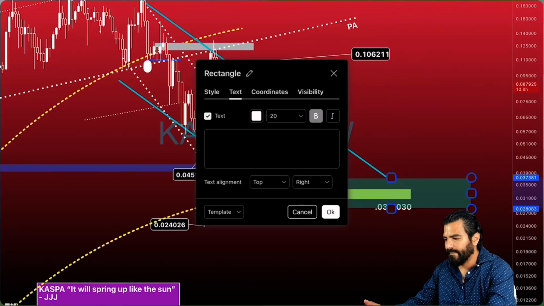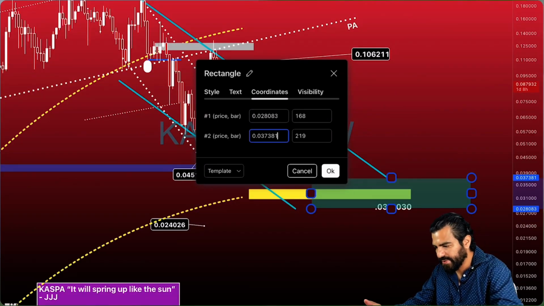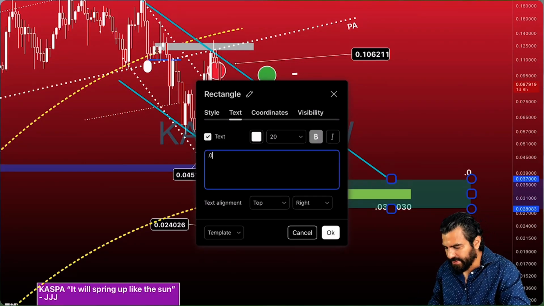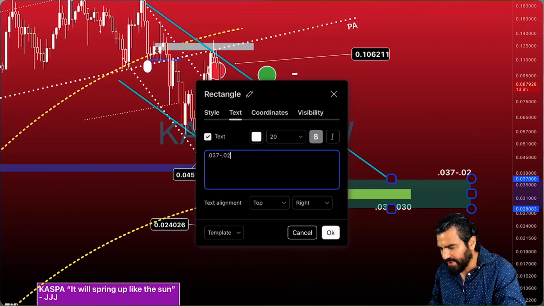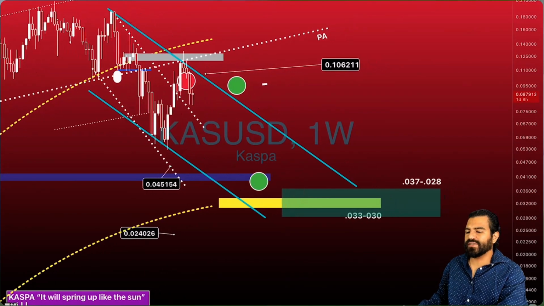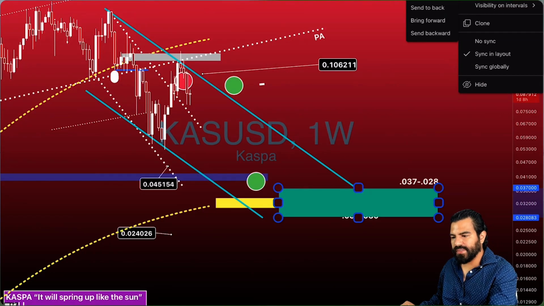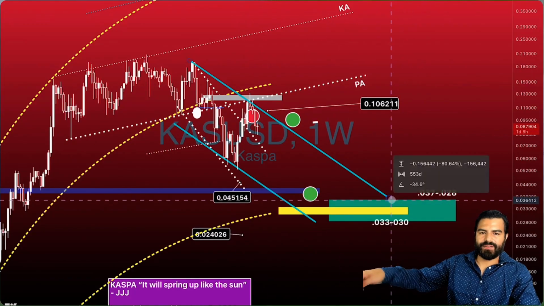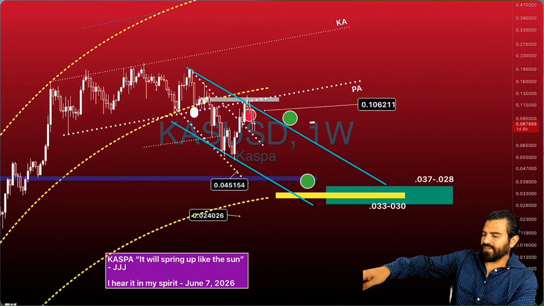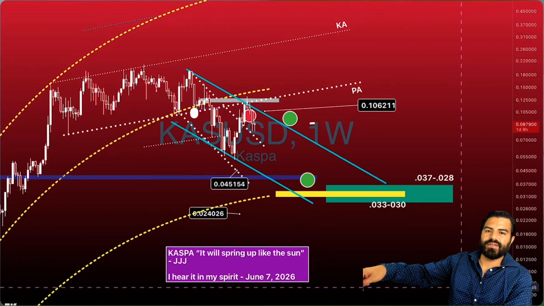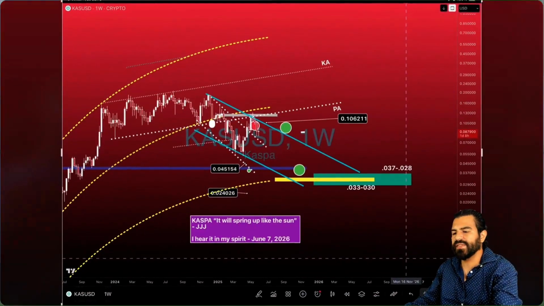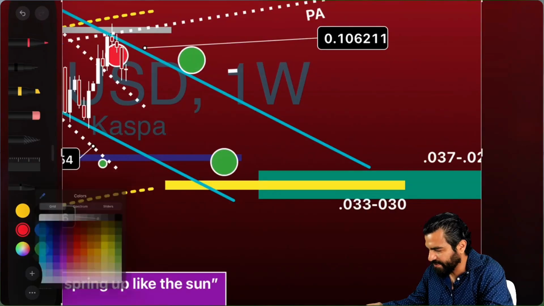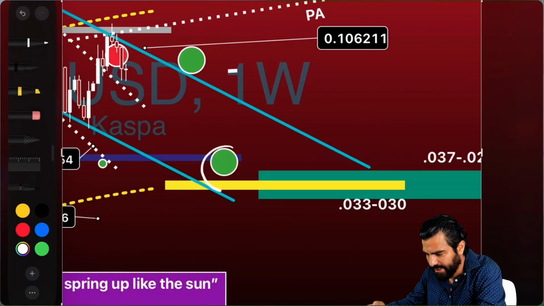Okay. Coordinates, I'm just going to put 0.37. Okay, let's put these prices on here. 0.037 to 0.028. So we can see based on the target, visual order, send to back, that it overlaps our leveled up parabolic. So more emphasis on 0.3 prices. For me, that's going to be more evidence in the bank, or more evidence in our vault, of why we're looking at these areas.